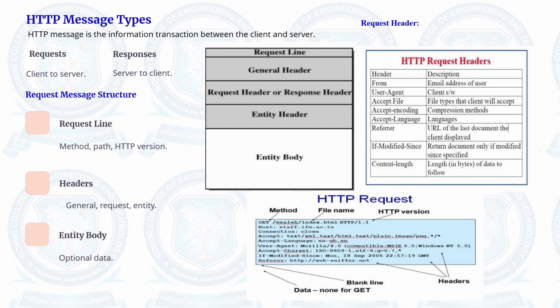The request line. A request line has three parts separated by spaces. The first is the method name. We have the GET method and POST method. The second is the local path of the requested resource. The third is the version of HTTP. Here is an example of an HTTP request.